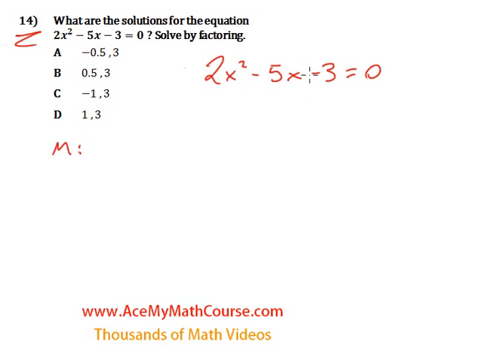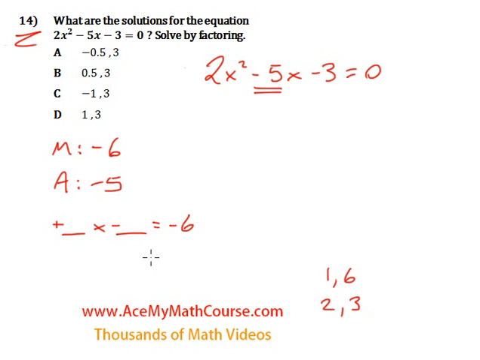2 times negative 3 is negative 6. And those two numbers need to add up to negative 5. Okay, so they need to multiply to negative 6. So we know that one of them is positive, the other one's negative. Positive times negative, negative. And they need to add up to negative 5. So what two numbers multiply to 6? 1 and 6, 2 and 3. What combination is going to work here?